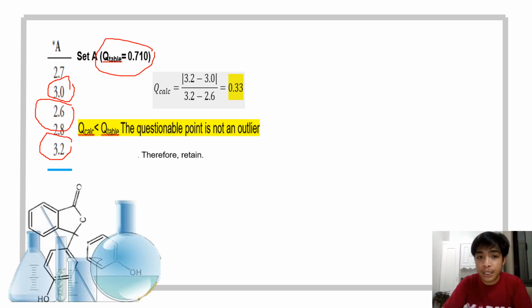Why is it important for us to know whether the questionable point will be kept or rejected? It is because it has something to do with the computation of the standard deviation. If the questionable point is an outlier, then we will not include it in the computation of the standard deviation. And if you do not include it, the standard deviation will be smaller than when we include the outlier. A smaller standard deviation means that the set of measurements is precise. I hope I made it clear.